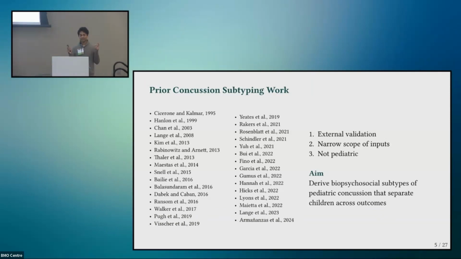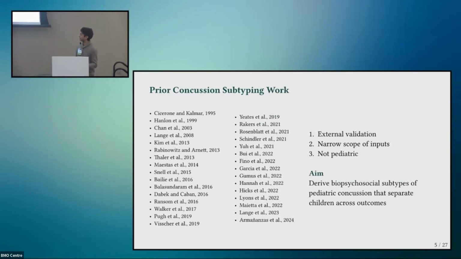Next, a lot of these studies have been restricted to a very narrow scope of input variables, and usually that'll either be due to data set limitations, where data sets just don't have that much diverse information all at once, or due to methodological restrictions. Many clustering algorithms are just not capable of handling very diverse types of data simultaneously. And finally, very few studies have actually taken a look at the pediatric population in terms of subtyping. So this is still a very understudied group.